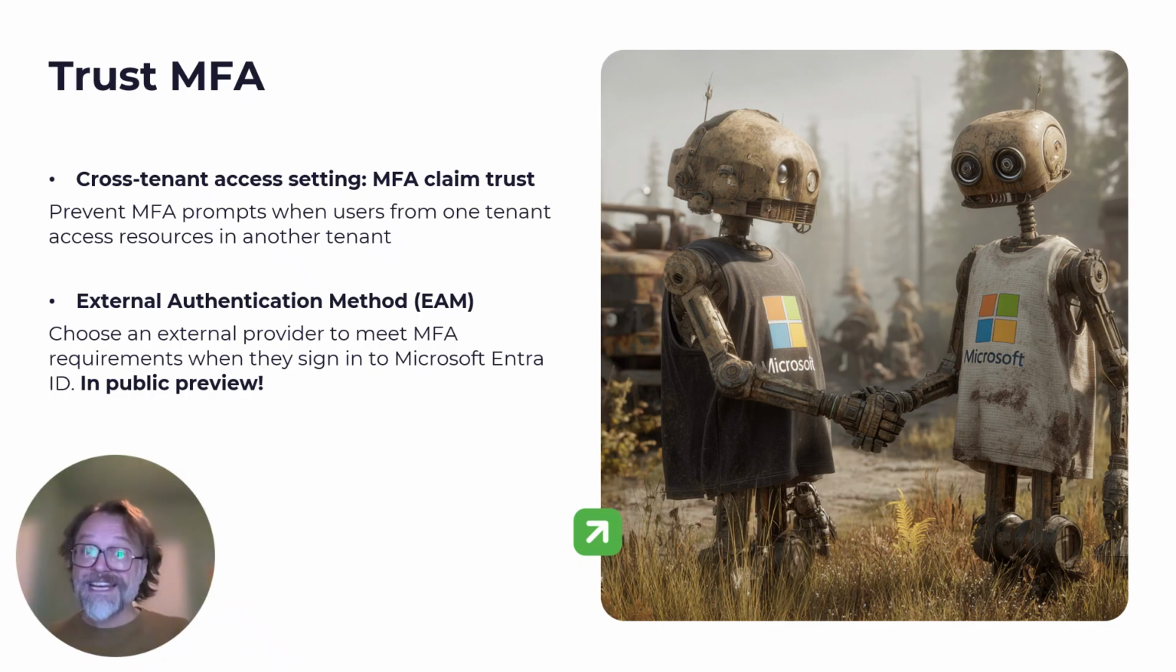So if a person in tenant A wants to access a resource in tenant B, this person only needs to do multi-factor authentication in tenant A. And there's also now in preview still external authentication method. An external authentication method is about delegating the multi-factor authentication step to an external provider like Ping, Duo or RSA, and this means you are not restricted to using only Entra's native authentication methods.